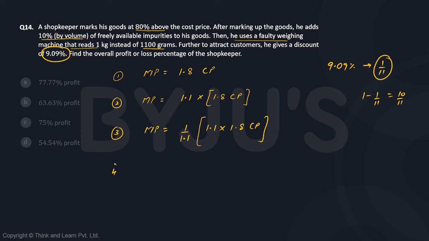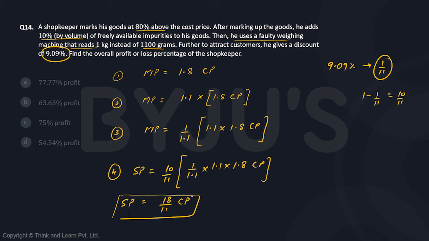So in the final step, I can say that the selling price will be equal to 10 upon 11 times the market price, and the market price from the previous step, 1 upon 1.1 into 1.1 into 1.8 times the cost price. Now 1.1 will get cancelled, so it will be 18 upon 11 times the cost price. Okay, so selling price we have obtained as 18 upon 11 times the cost price.